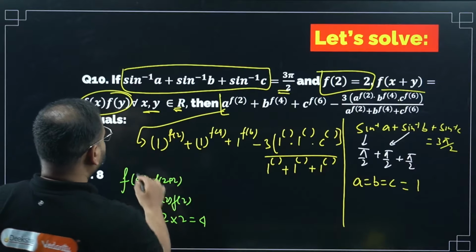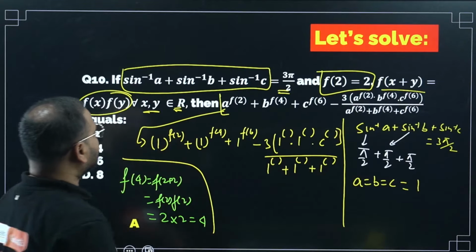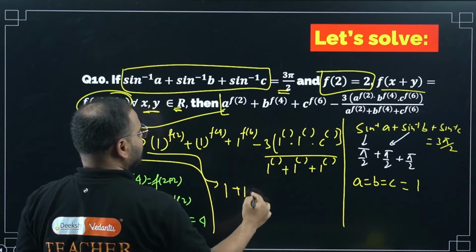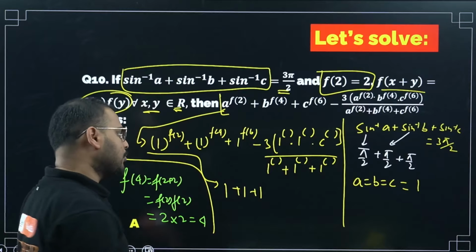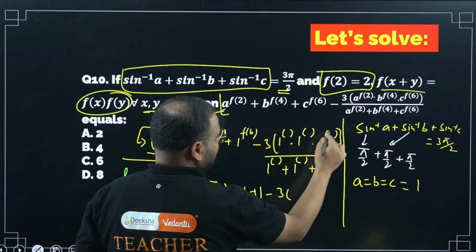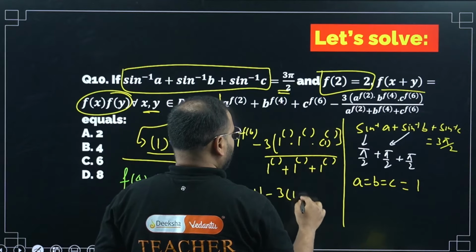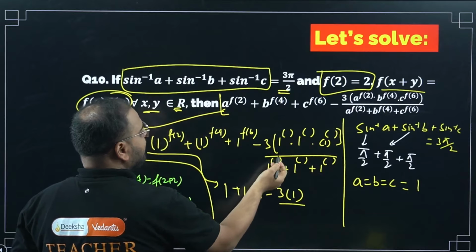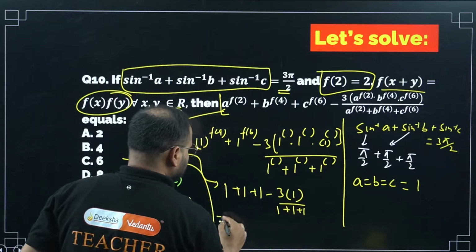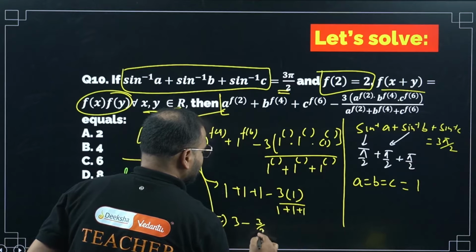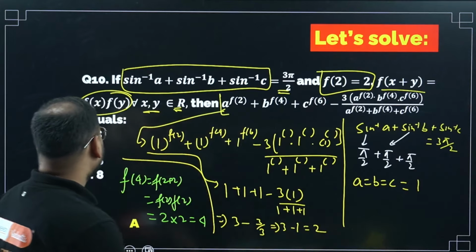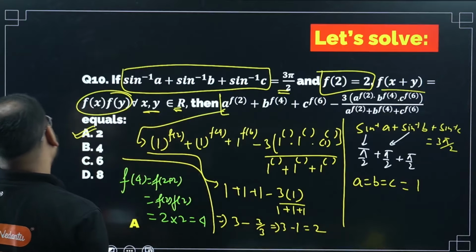I can keep solving it like this, but it is not required. I'll tell you why. 1 power anything is 1. 1 power anything is again 1. 1 power anything is 1 only. Minus 3 times of 1 power anything, so it will remain 1 only. What about this? 1 power anything, so 1. So what is my final answer? 3 minus 3 by 3, that is 3 minus 1, which is 2. Option is A equal to 2.